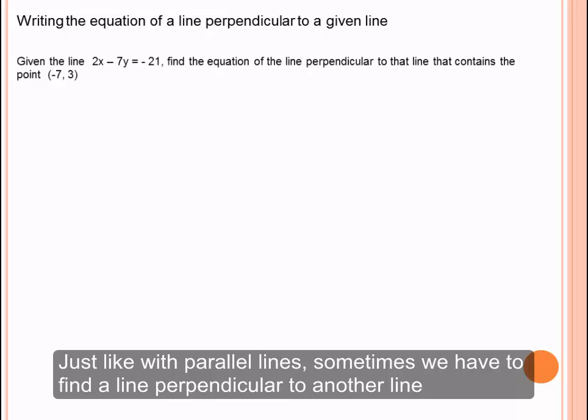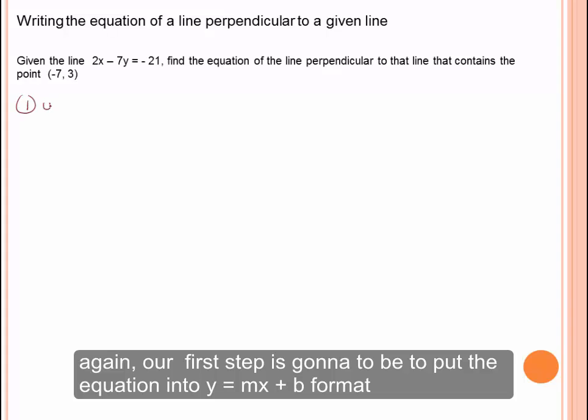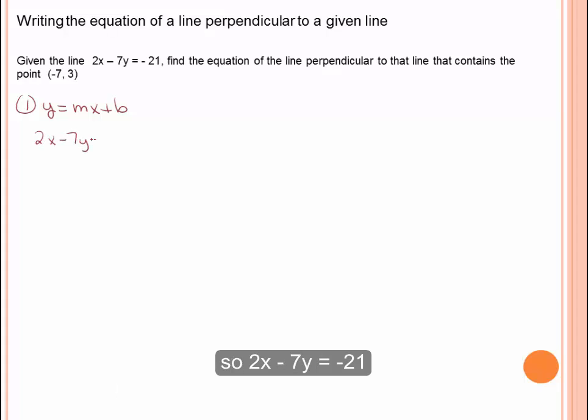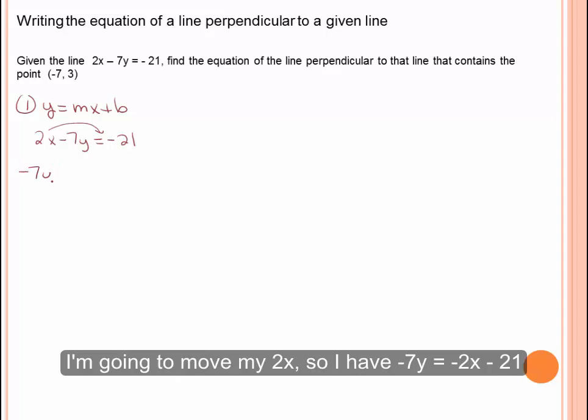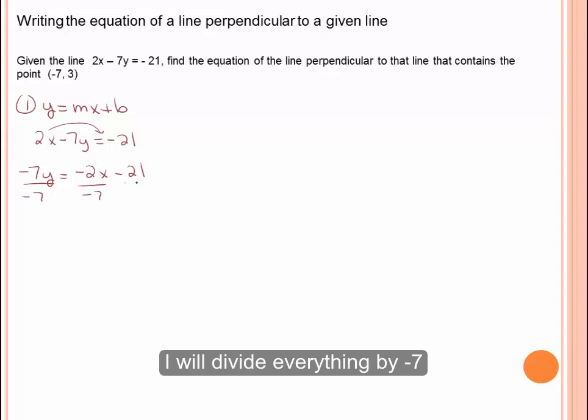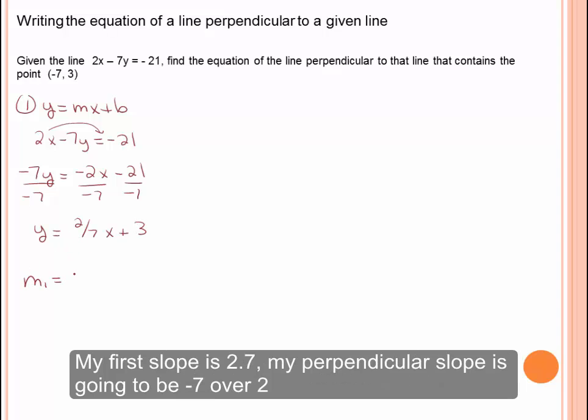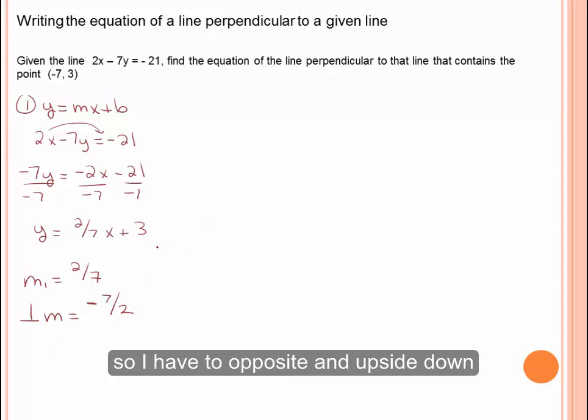Just like with parallel lines, sometimes we have to find a line perpendicular to another line. So again, our first step is going to be to put the equation into y equals mx plus b format. So 2x minus 7y is equal to negative 21. I'm going to move my 2x. So I have negative 7y is equal to negative 2x minus 21. I will divide everything by negative 7, and I will have y is equal to 2/7 x plus 3. My first slope is 2/7. My perpendicular slope is going to be negative 7/2. So I have to go opposite and upside down.